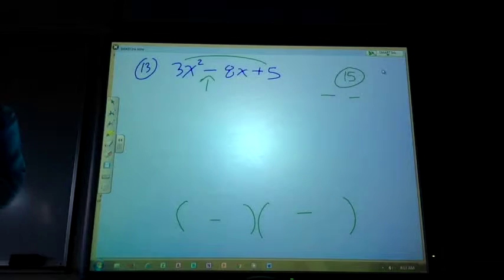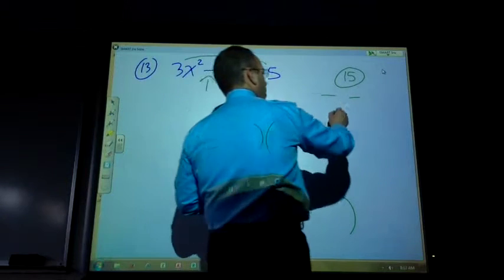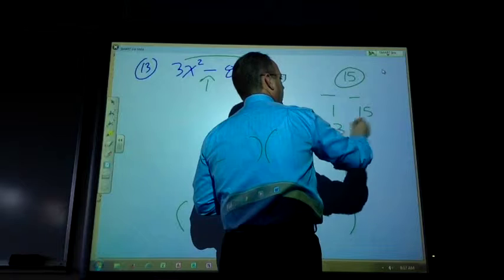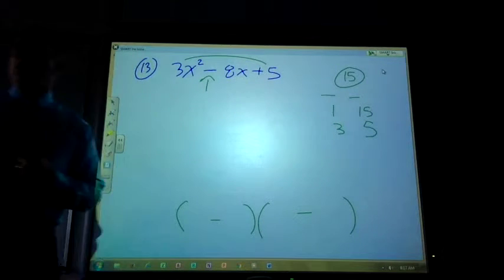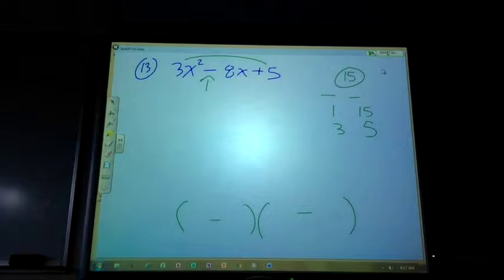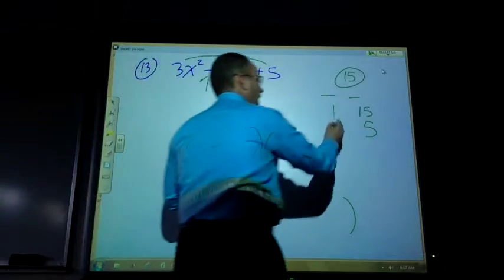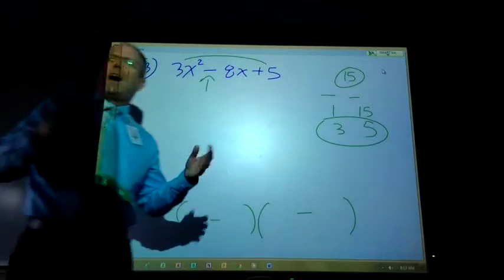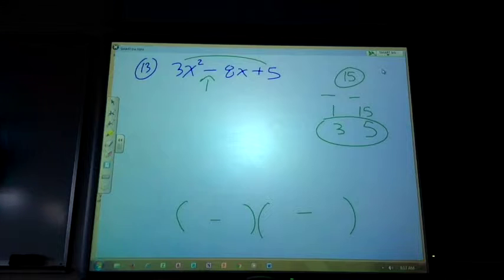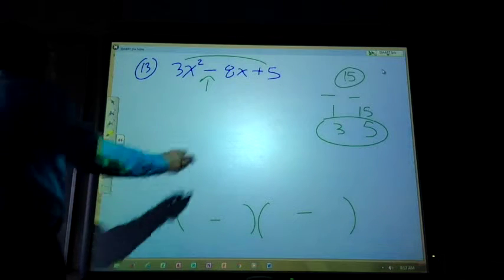Now I got to figure out the factors of 15. So I know I have 1 and 15, and I have 3 and 5. Of those factors, which two, when they are both negative and I combine them together, would give me negative 8? 3 and 5. Negative 3 and negative 5 added together gives me negative 8. Does that make sense?